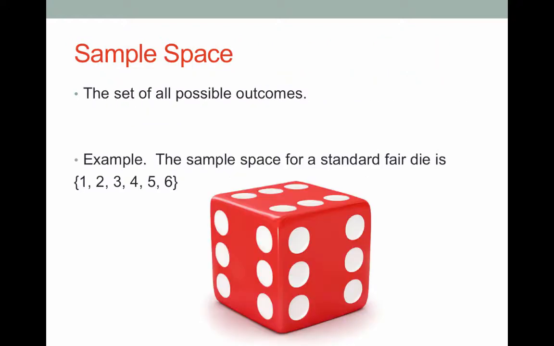In order to determine how many outcomes you have, you need to consider the sample space, which is the set of all possible outcomes. So the sample space for a standard fair die is the set 1, 2, 3, 4, 5, 6. Because when you roll a die, you're going to land on 1, 2, 3, 4, 5, or 6.